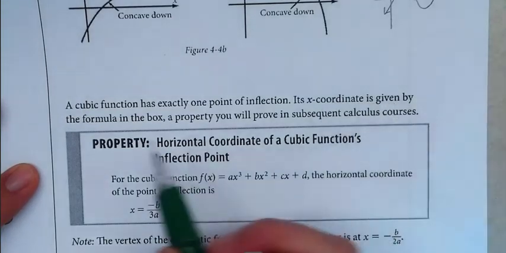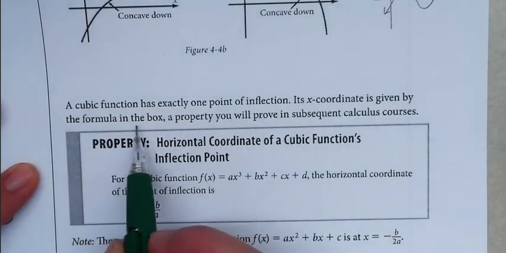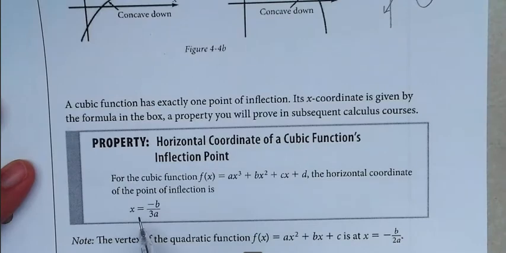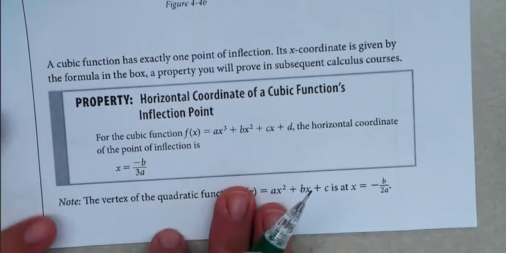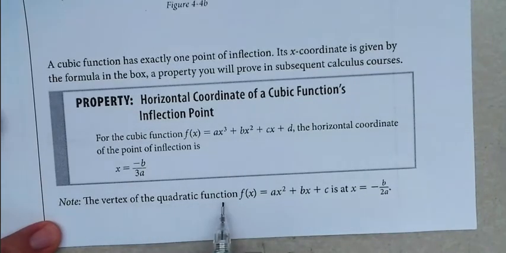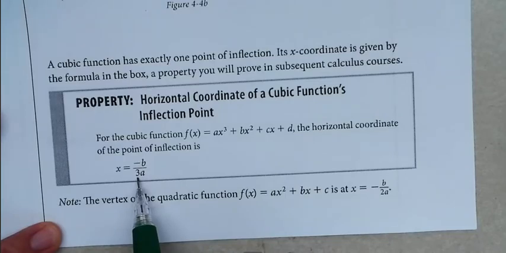Its x-coordinate is given by the formula in the box: x equals negative b over 3a. So if you ever want to find the point of inflection, this is how you find the x-coordinate. That should be really familiar because the vertex of a quadratic function is given by negative b over 2a. In a cubic function, this point of inflection is given by negative b over 3a, cubic being degree 3.